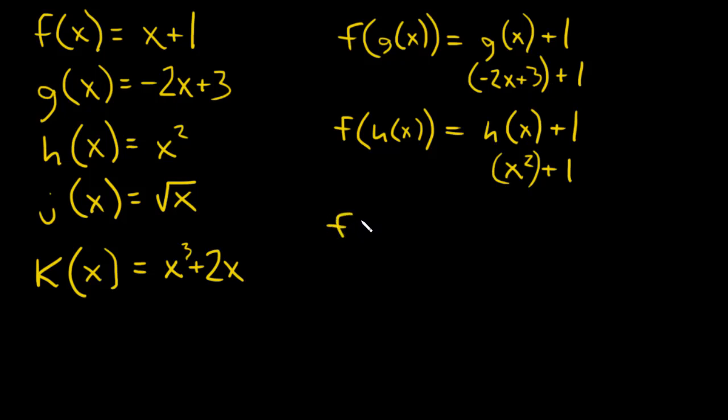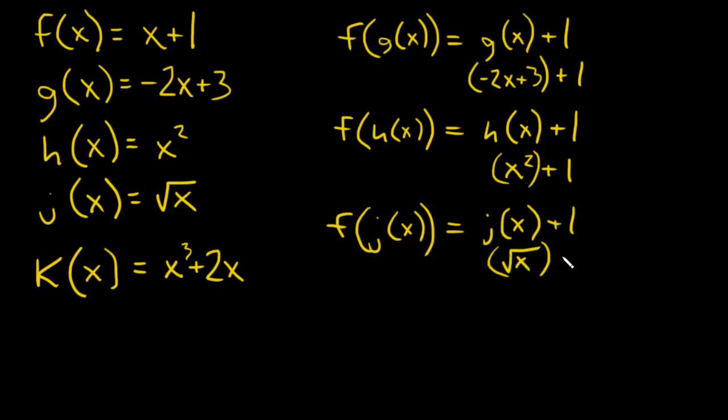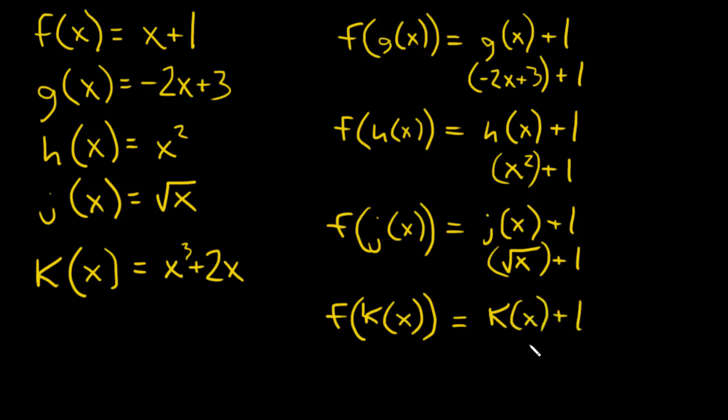Alrighty. What about f of j of x? Well, that's going to be j of x plus 1. And what is j of x? It's root x plus 1. And finally, what about f of k of x? Well, that's just going to be k of x plus 1, which is x cubed plus 2x plus 1.